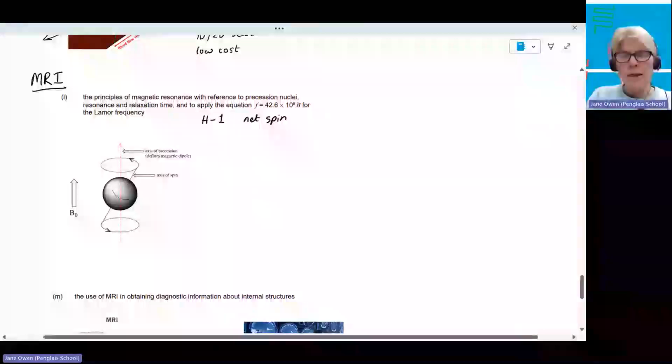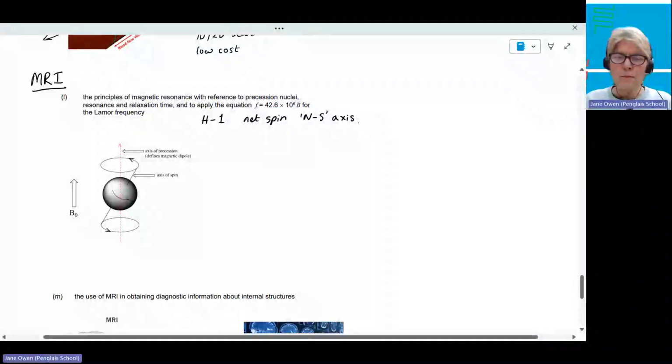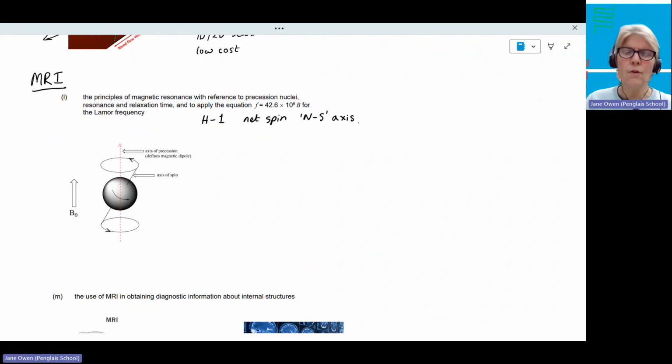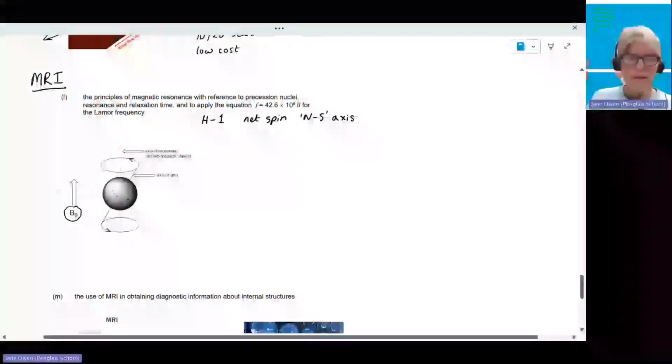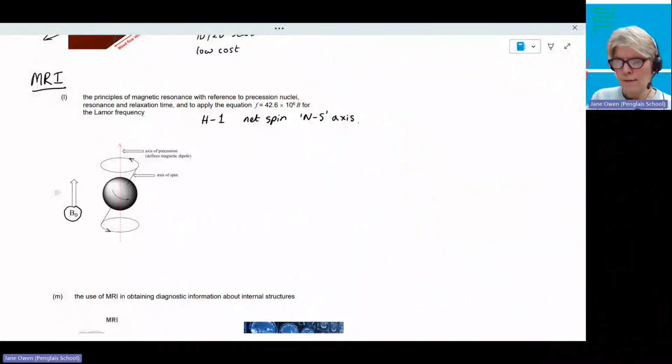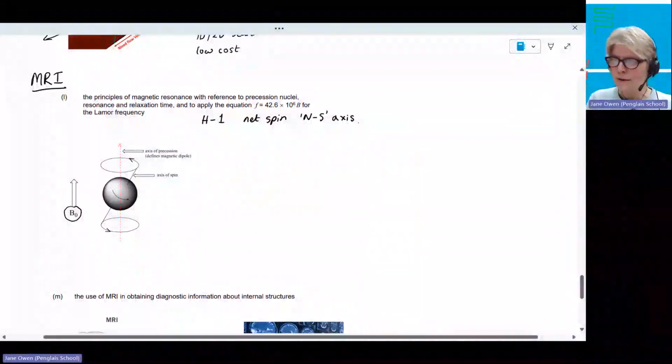All right, so if they have a net spin, that means that they have a north-south axis. Now, normally the magnetic properties of hydrogen are all randomly aligned all over the body, so again the net effect is 0 in all directions. But if we place it in a strong magnetic field, these nuclei then will all align themselves. And now these nuclei are called precessing nuclei. And the magnetic axes of the nuclei rotate in the direction of the external magnetic field.